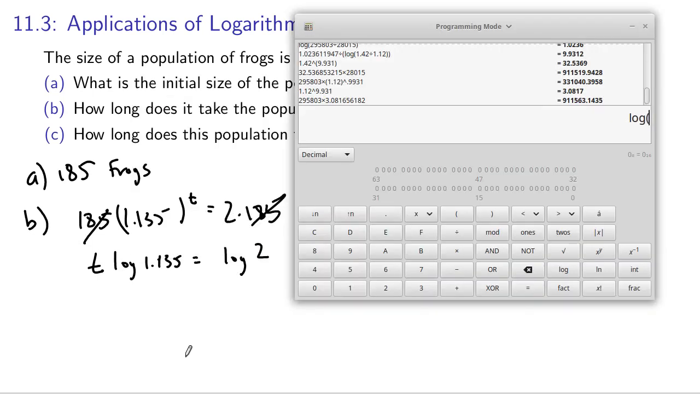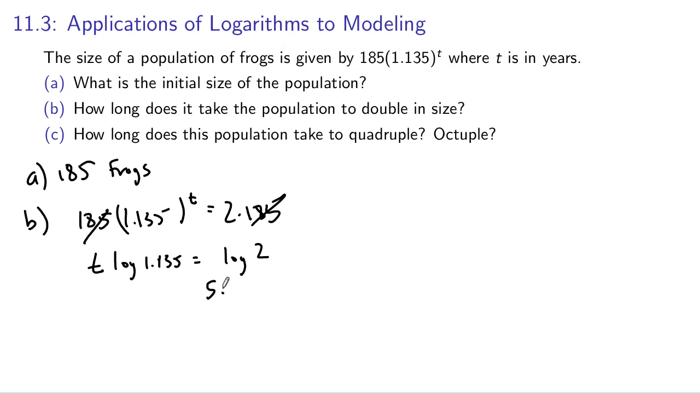Using the calculator, we can get an approximate answer of log 2 over log 1.135, 5.474. 5.474 would be t. So it takes about 5.474 years.